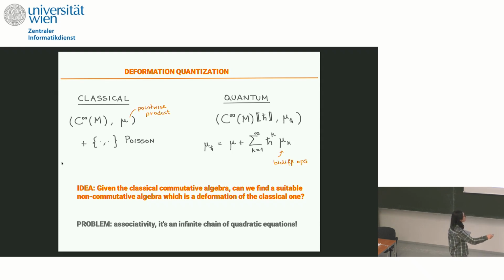And what do I have here? Mu k, this is just a bunch of B differential operators. And the first one, mu 1, is related to the Poisson structure. Okay, so let's say, what are we doing? We are trying to get a formal deformation of the pointwise product in the direction of the Poisson structure.